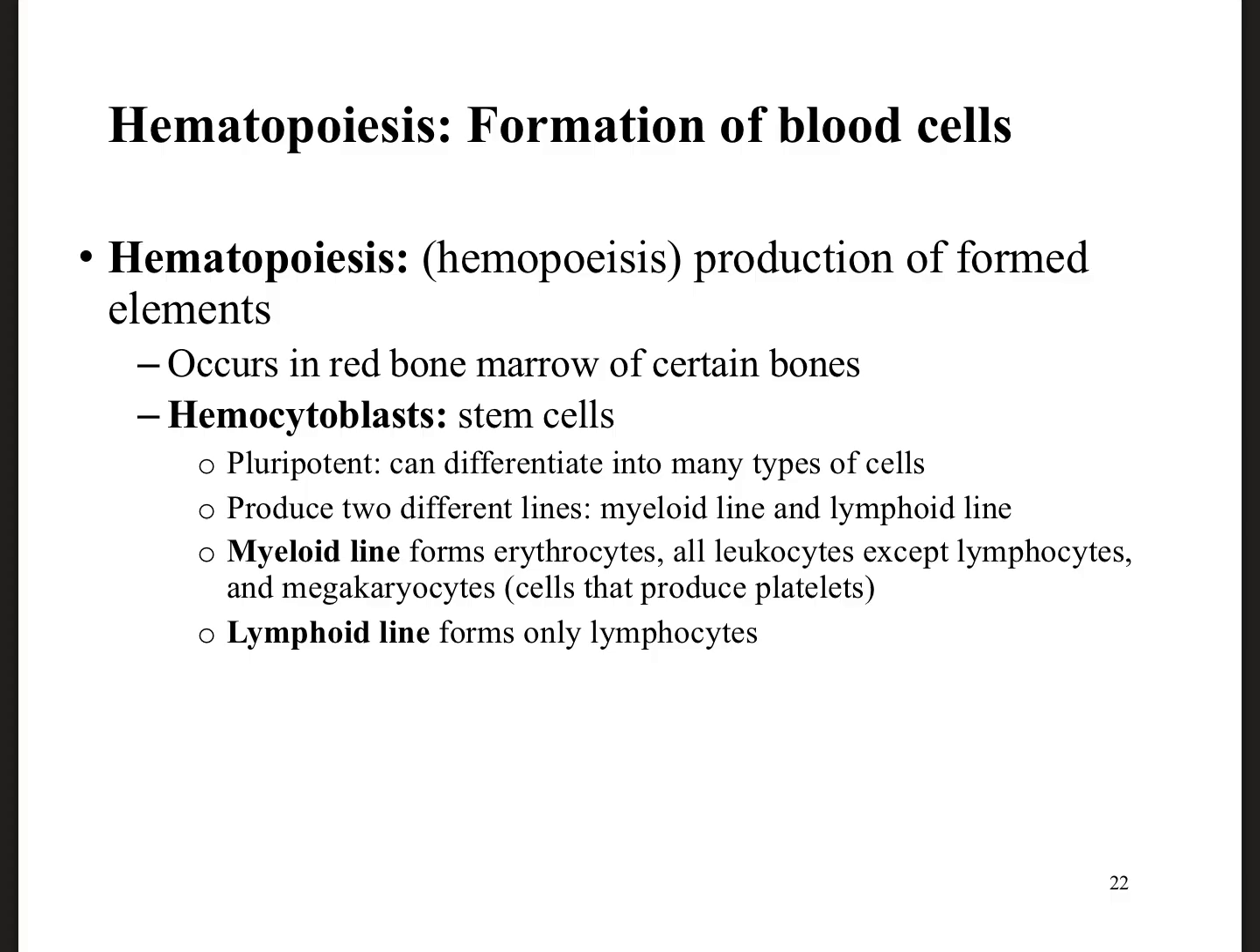You might see them used interchangeably depending upon what literature you're reading. Right? So hematopoiesis or hemopoiesis, same thing. It is the production of the formed elements. And then we can break it down into different parts. We could talk about leukopoiesis, production of white blood cells, and erythropoiesis, production of red blood cells.